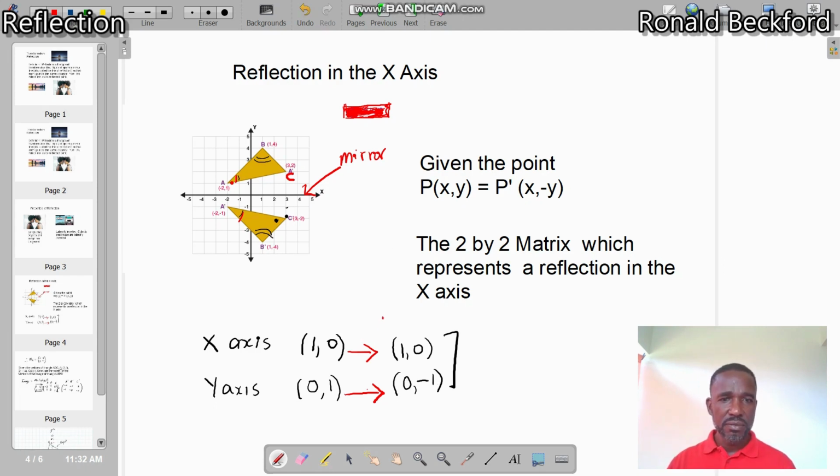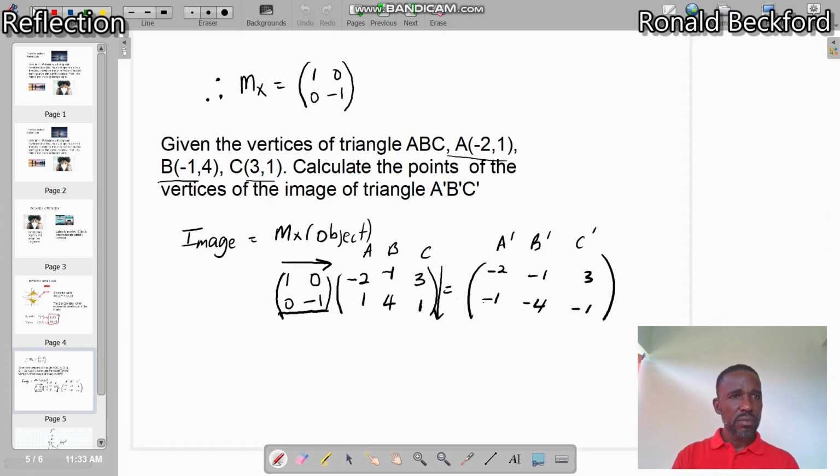And this here represents the 2 by 2 matrix that will represent a reflection in the x-axis. So the reflection in the x-axis is represented by the matrix with rows 1, 0 and 0, negative 1. Okay?